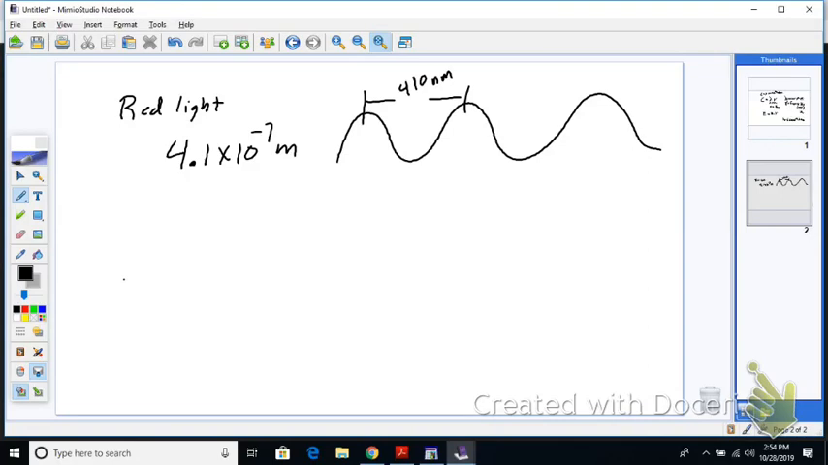So what I want you to do is solve for the frequency. What's the frequency of that red light? So go ahead and solve for that real quick, and then we'll get the answer.